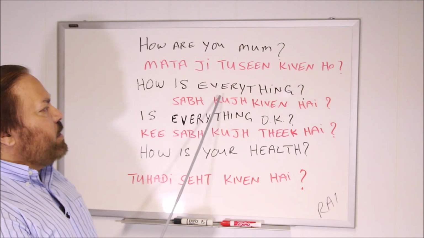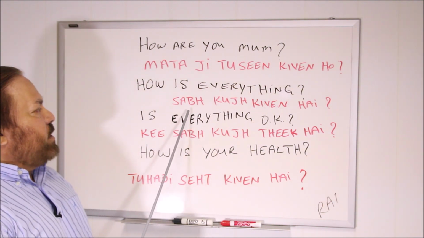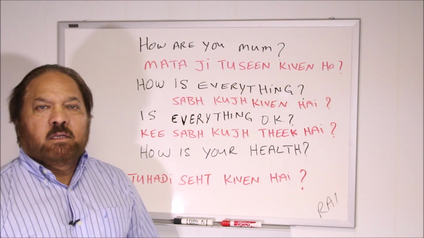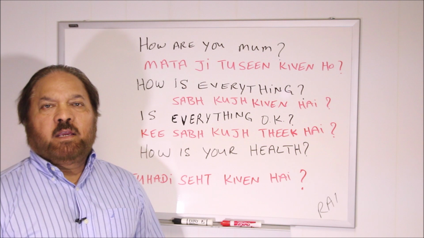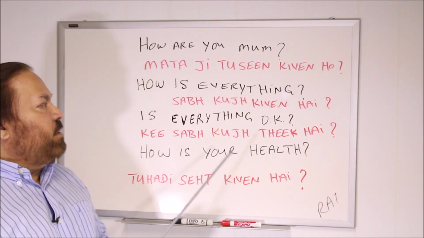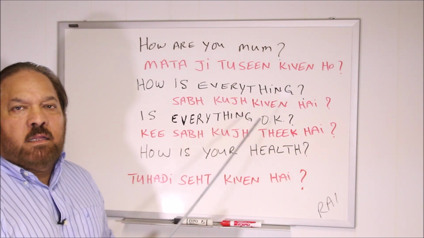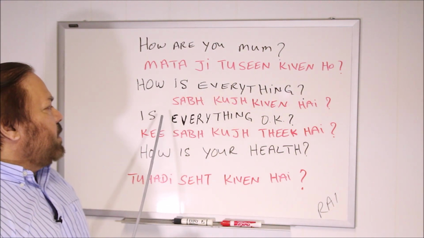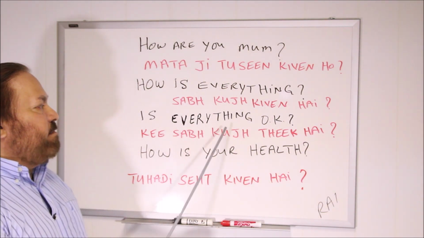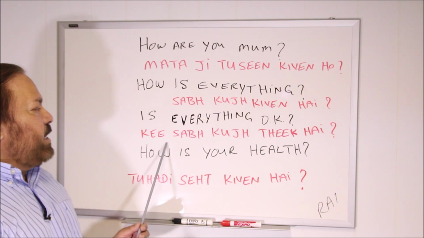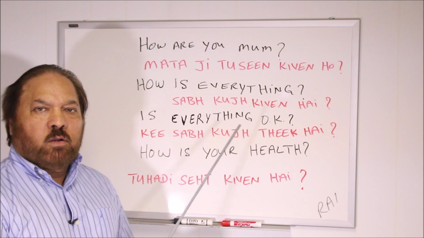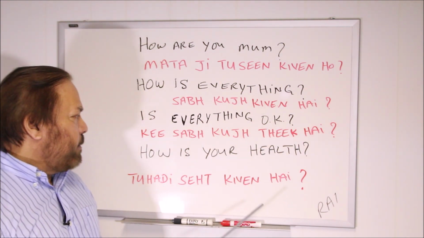The second one is, how is everything? We say sab kuch keme hai. Sab kuch keme hai. Is everything okay? You can see even in English, more or less, the meaning is the same: how is everything, or is everything okay? But this one is sab kuch keme hai. This one is, is everything okay? So we say ki sab kuch theek hai. Ki sab kuch theek hai.